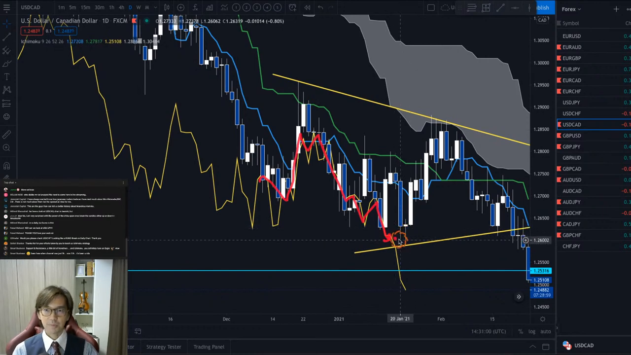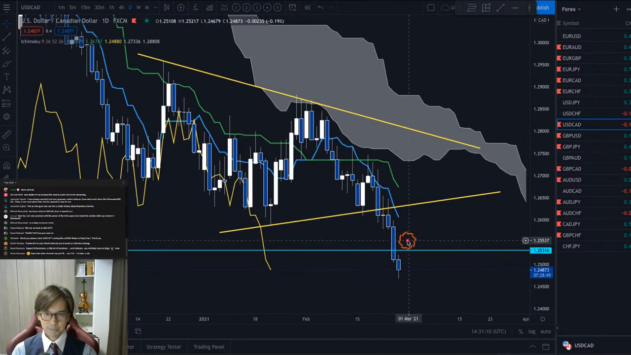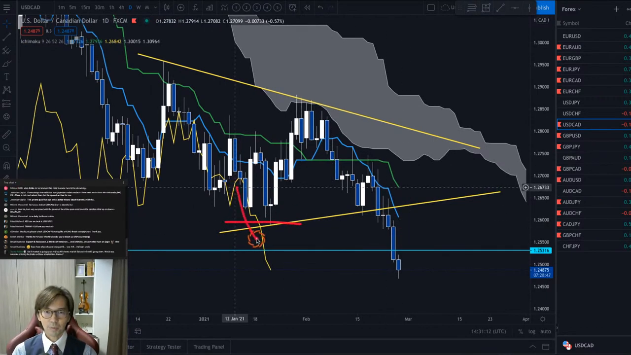And now it's broken down. So this is a Chikou span break. And so this is bearish now. It's a bearish market in that sense, after this Chikou span breakout.